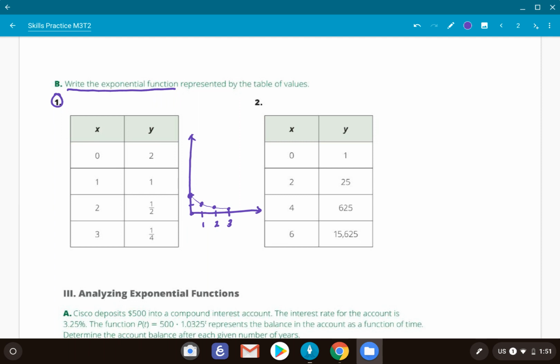So if we were going to be writing the function, first of all, our a value is going to be our y-intercept. So where does it cross the y-axis? And in this case, it crosses the y-axis at 2.